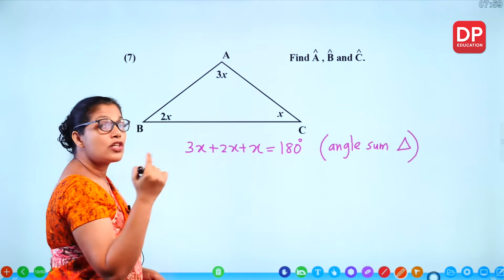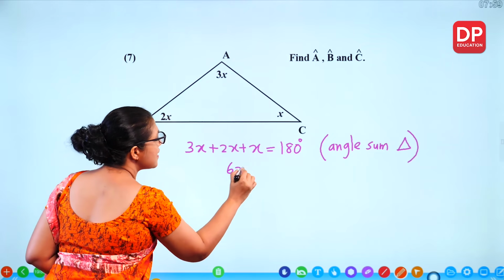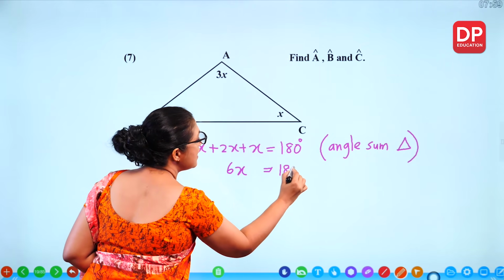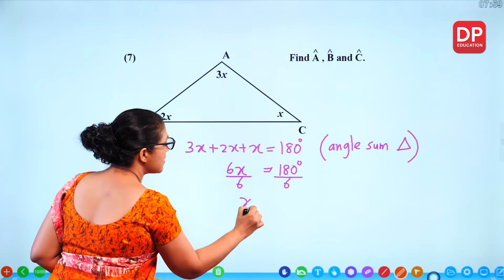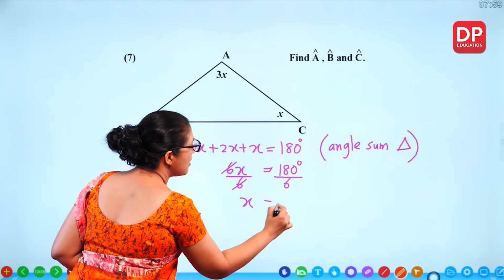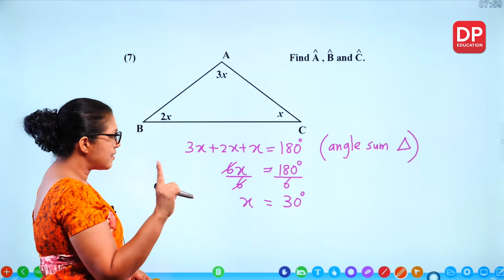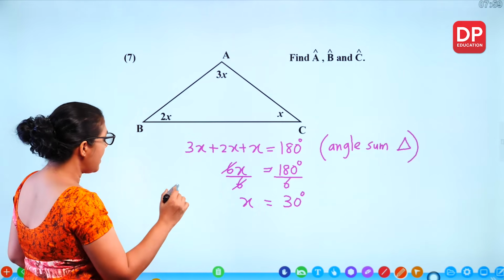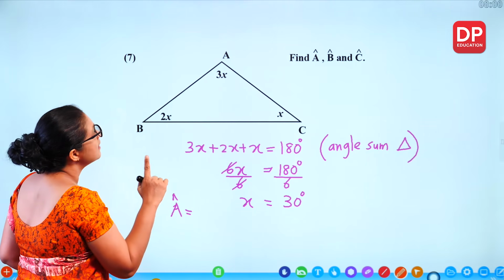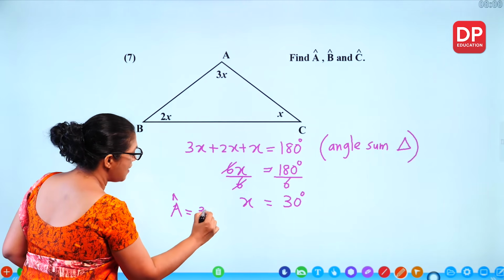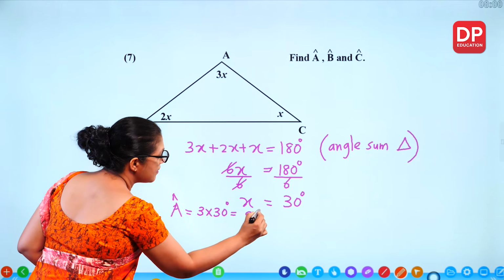So now like terms you can add. 3 plus 2, 5, 5 plus 1, 6x is 180. Divide this by 6 to get x. x equals 30 degrees. Now we found out x is 30. What's the A angle? A angle is 3x. 3 times 30, that's 90 degrees.